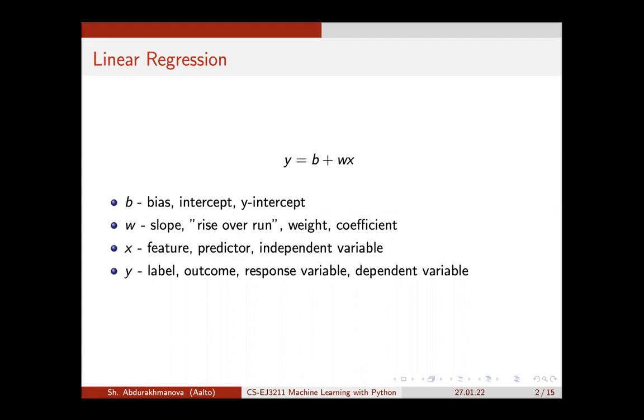And in this formulation, we have the parameters of this function: b, bias, also called intercept or y-intercept, and w, which is called slope, also referred to as rise over run, weight, or coefficient. Then the variable x is what we call feature in this course. But if you are from some other fields, you may have also heard predictor or independent variable, and the y variable we refer to as label, or the outcome, response variable or dependent variable.